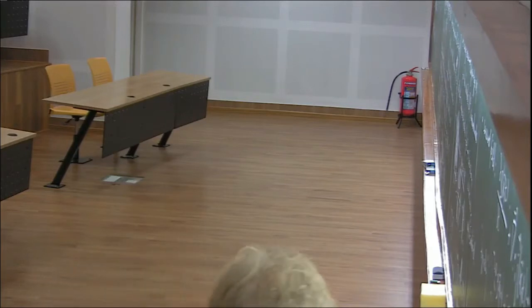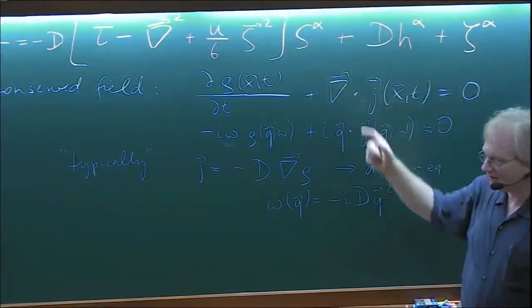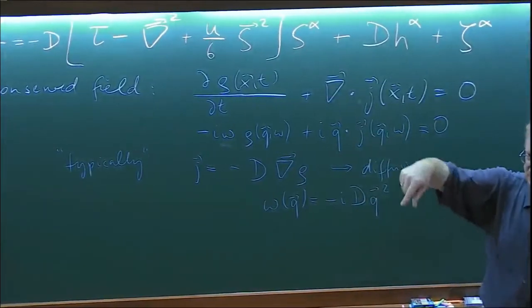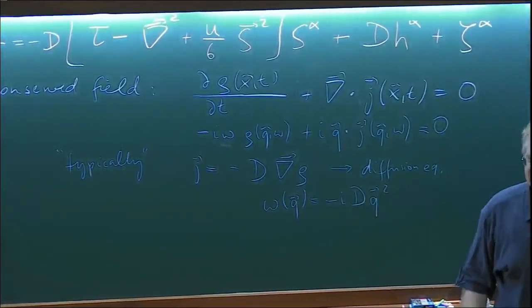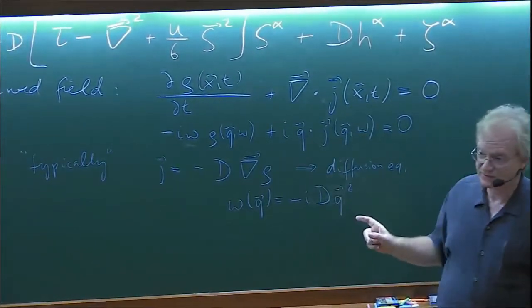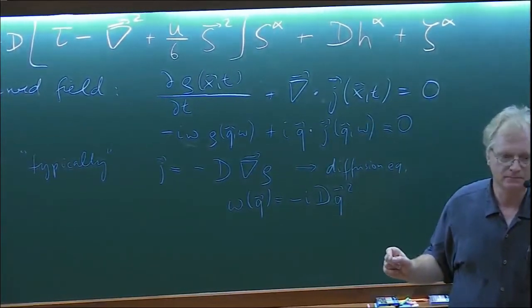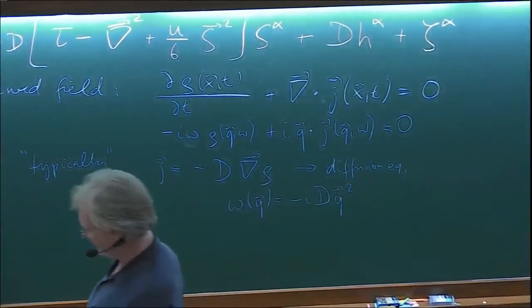Yes, so that just means that things are relaxing, right? So this goes into e to the i omega, into minus i omega t, and so with the minus i it means e to the minus d q squared t. And we'll see that, right? So it just means relaxation, with a relaxation time that's 1 over d q squared. I'm just shortcutting this a little bit because we're going to see this more explicitly in a second.